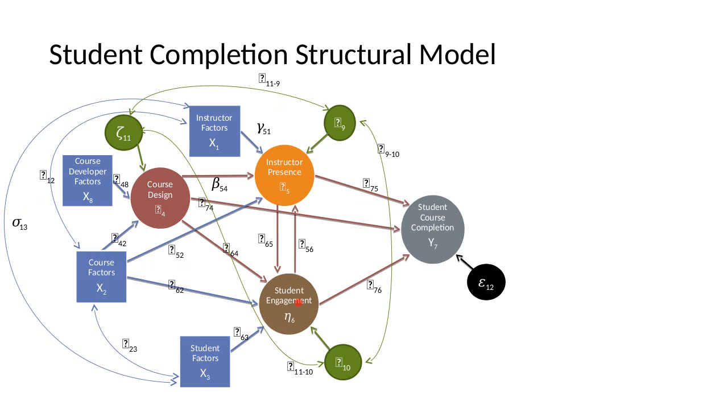Now, instructor presence and student engagement probably influence each other. And the students' engagement is probably influenced in part by how the course is designed. Is there something for the students to do every week? And then there are some student factors like their age and their socioeconomic status. And all of these contribute to the students actually completing the course, which is what I'm taking as my known good.